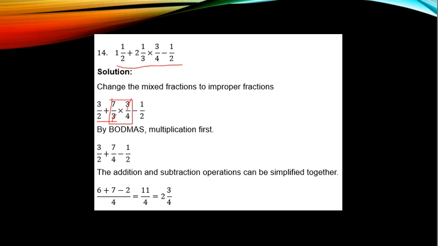Divide 4 by 2, you have 2. 2 times 3, you have 6. Divide 4 by 4 is 1. 1 times 7 is 7. Divide 4 by 2 is 2. 2 times 1, you have 2. So if you add 6 plus 7 is 13, minus 2 is 11 over 4. If you convert it back to a mixed fraction, you have 2 whole number, 3 all over 4. Okay?